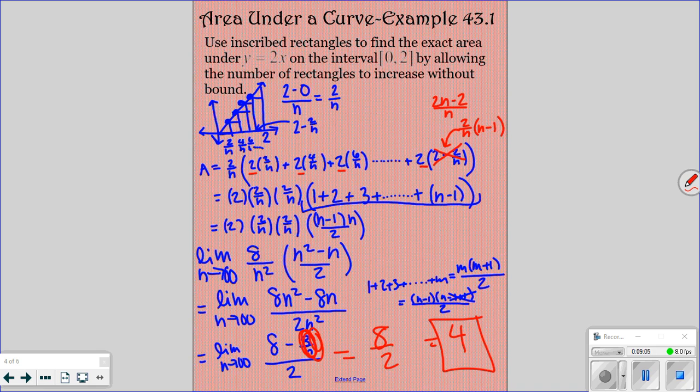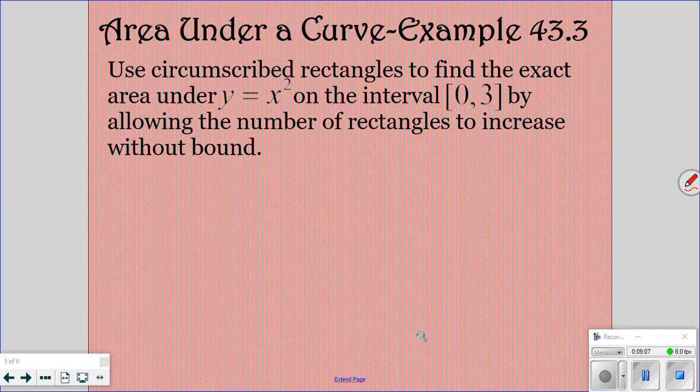All right, so let's look at another one. We want to use circumscribed rectangles. So that means they are outside of the curve. They're going to be upper rectangles, basically. And we want to find the exact area under y equals x squared from 0 to 3. So that's a parabola. And we're going from 0 to 3.